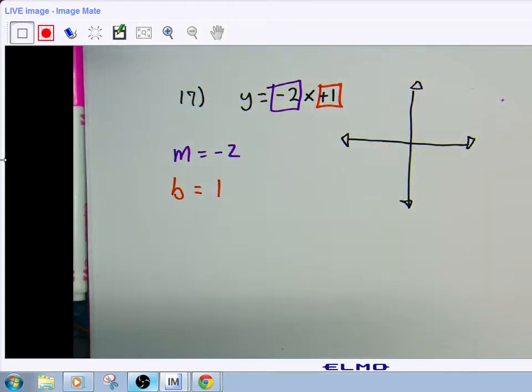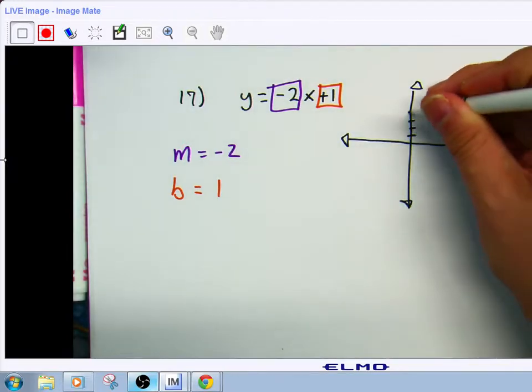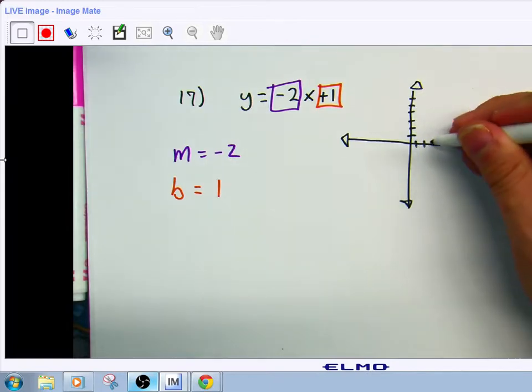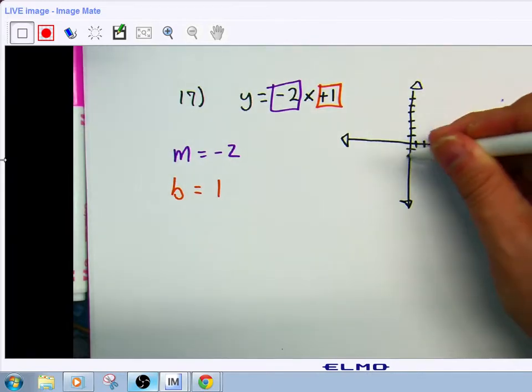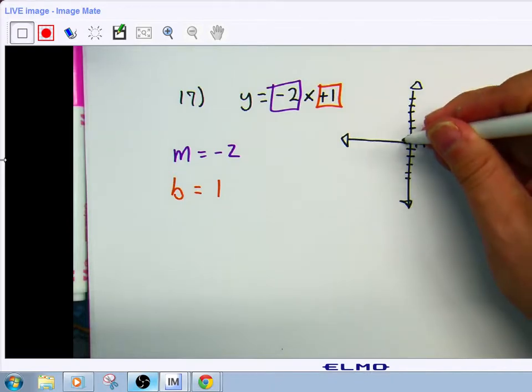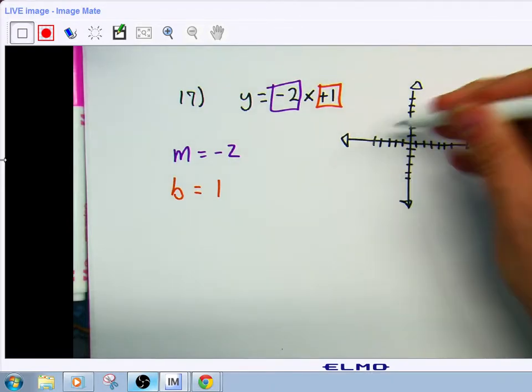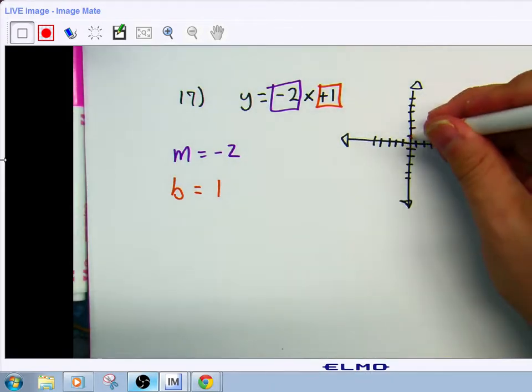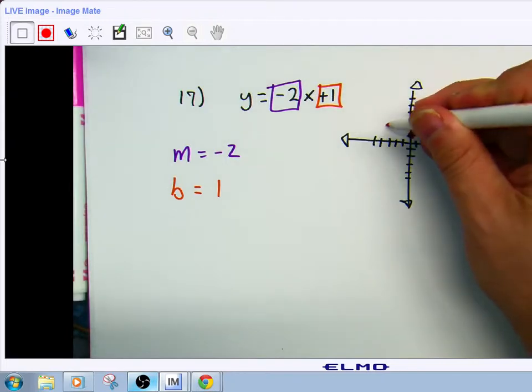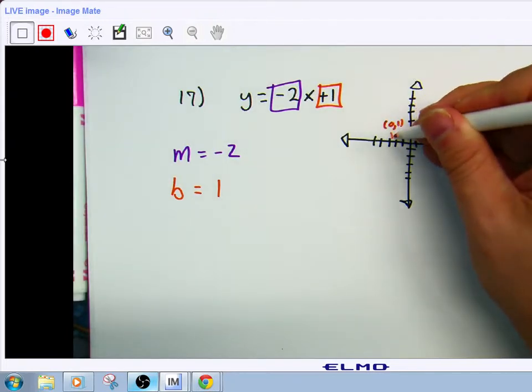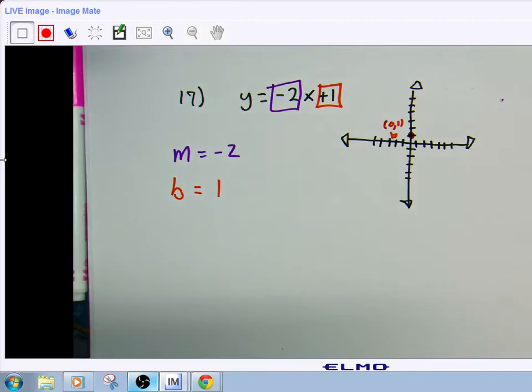And so this time, I'll start the problem the exact same way. I have to figure out where my y-intercept is first. That'll give me my first point. And I see that my y-intercept is at 1. So that means it's going to be right here. This is the point 0, 1. This is my b.